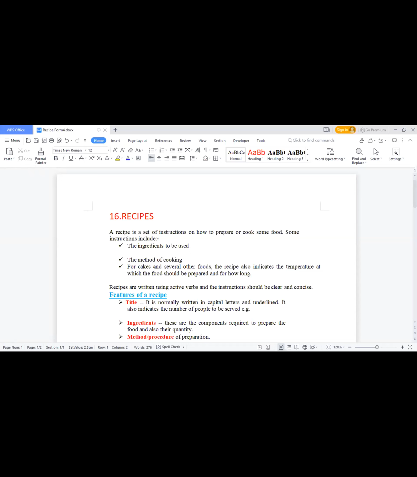So for most food like cakes and several other foods, you also have to indicate the temperature at which the food should be prepared and for how long, because you're going to put them in the oven. So you have to indicate the temperature and for how long you're going to prepare the meal. Is it 30 minutes? Is it 45 minutes or so?